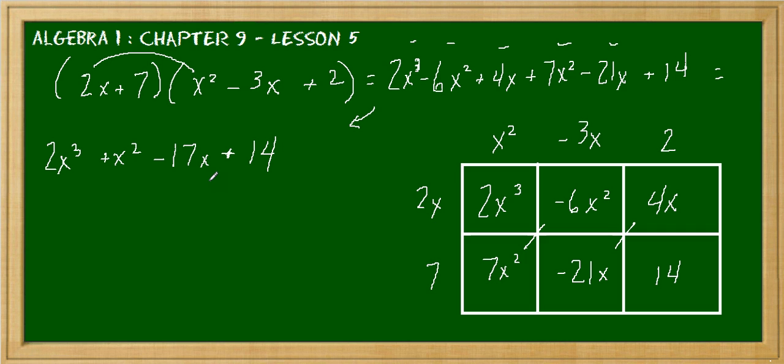X squared, negative 5x, positive 25, and you can see, regardless of how many you have on each side, you just have to make sure you multiply every single one, and then just simply add them all up. Okay, so that's the end of lesson number 5.